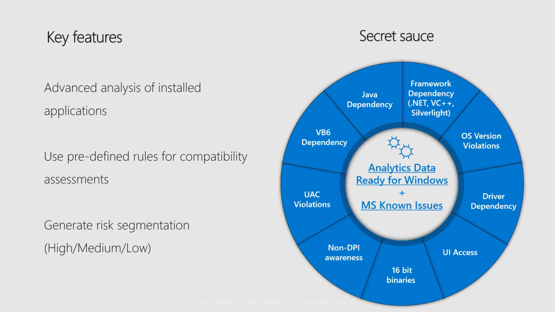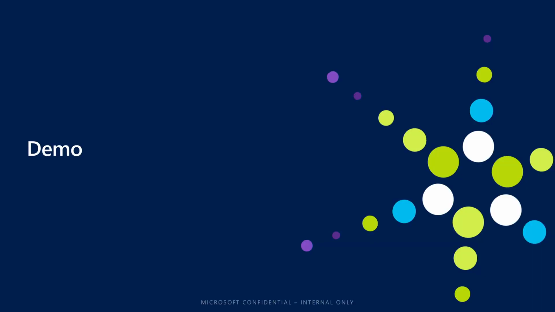If you see in this picture, along with these signals, we also use Ready for Windows database, and we also use Microsoft compatibility database to eventually generate the final risk rating for a particular application. Also, you will have ample opportunities to capture the experience when Aniket does the demo. So with that, I will transition this over to Aniket so that he can give us a preview of how the tool works today. Over to you, Aniket.